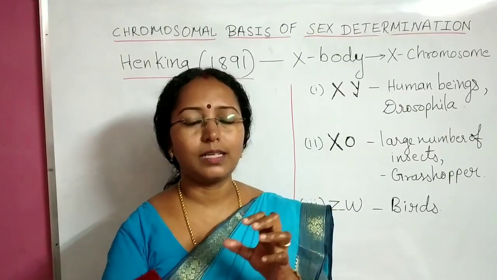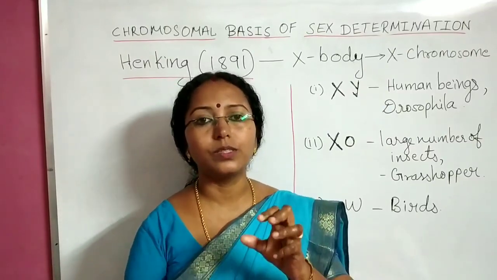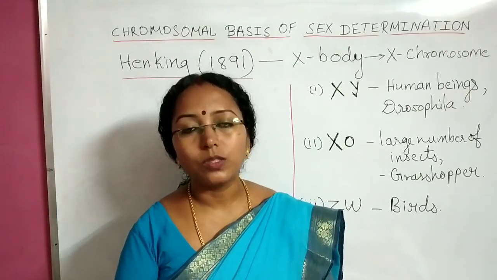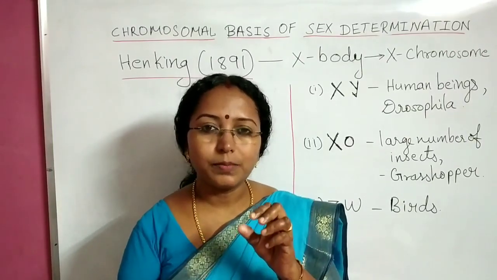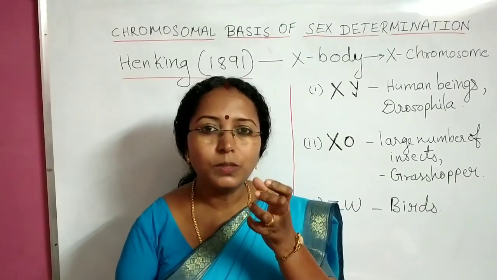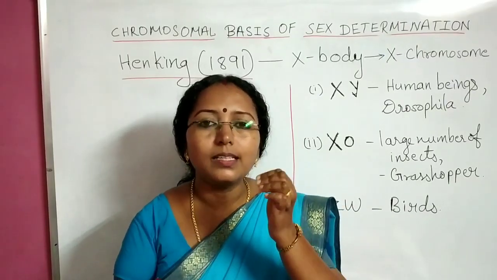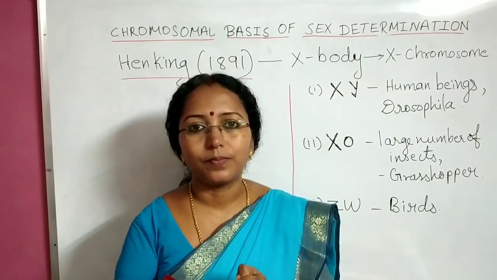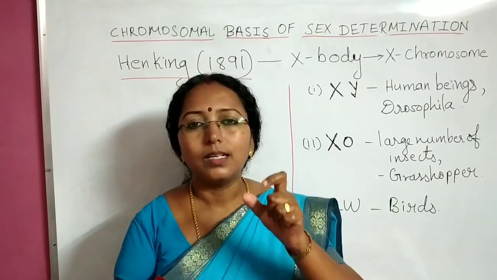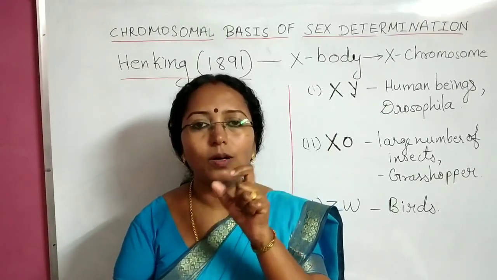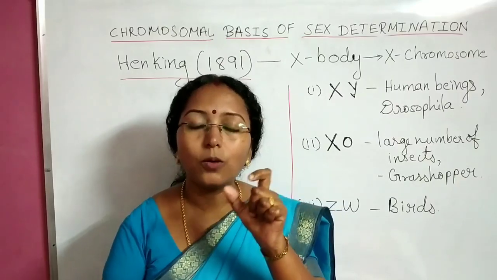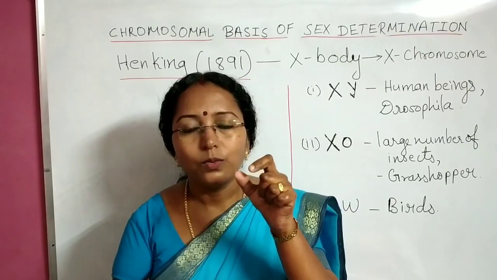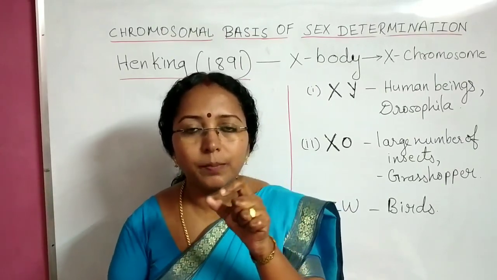And what is the actual thing? See, let us focus our attention towards Henking's findings. Henking was observing some cells and the movement of something inside the cell. What was that something? It was actually the chromosomes. He found a particular body, he called it a body. He didn't know that was a chromosome. There's a particular body inside the cell which was moving during spermatogenesis.